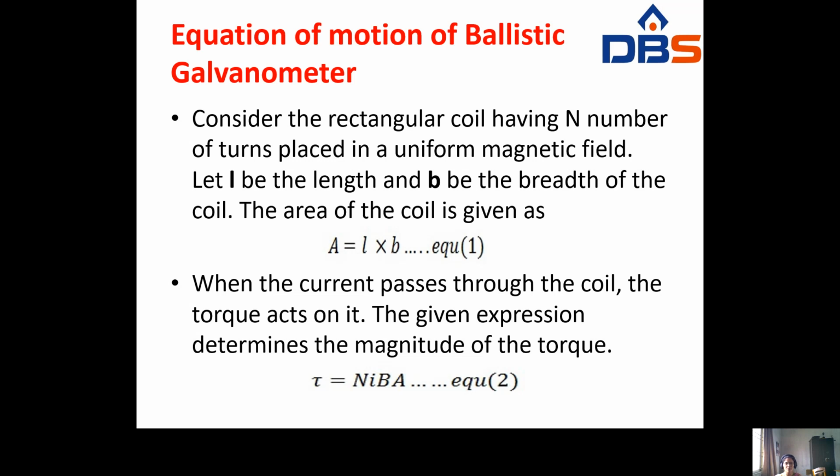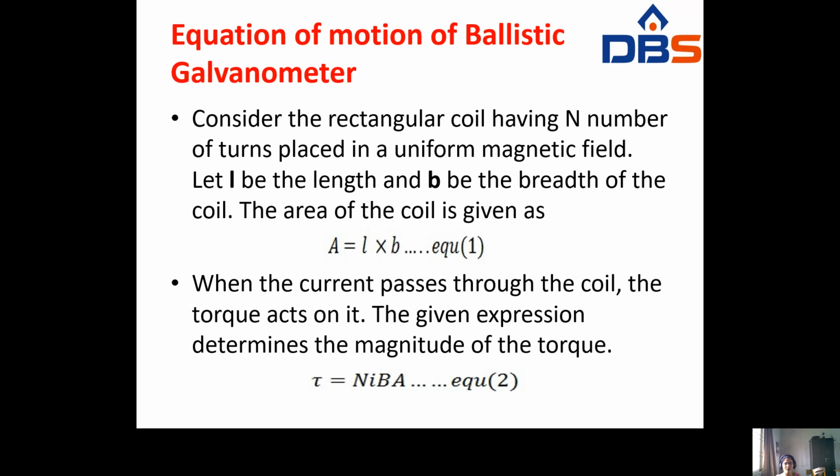Next, coming to the equation of motion of the ballistic galvanometer. Here I am saying that the deflection is proportional to the current, that means how much amount of flux or current passes through the ballistic galvanometer. First of all, you have to find out the equation of motion of the ballistic galvanometer.